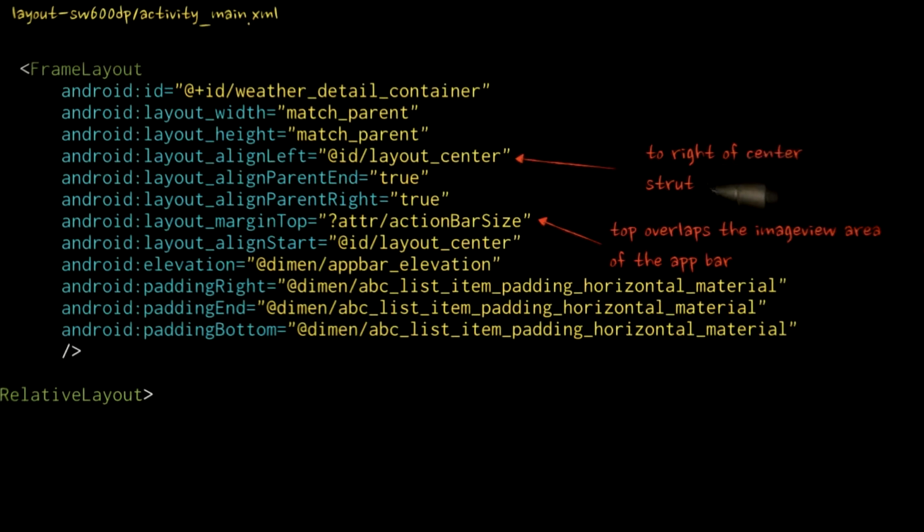Note that we have to make sure that the layout elevation at least matches the app bar, otherwise the detail fragment would be occluded by the app bar rather than overlapping it. And that's it. It's actually a relatively simple relative layout given how complex it looks.